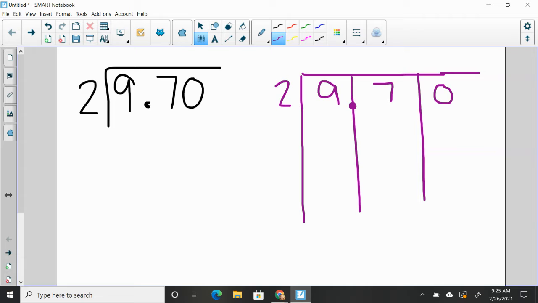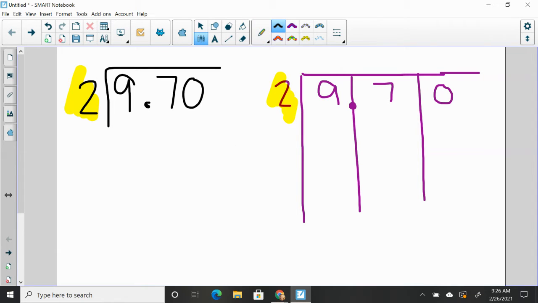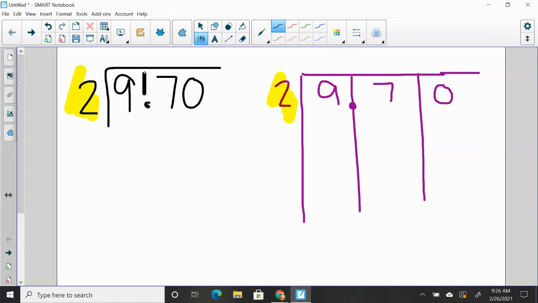Now, we are dividing by a whole number. If that is the case, then our decimal point does what? If we're dividing by a whole number, our decimal point is going to go straight up, right? Okay, so I'm going to put my decimal point in here. My decimal point is going to go straight up here and straight up here.